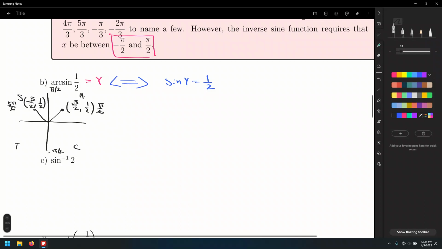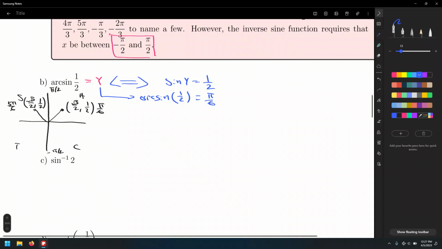So that being said, this 5 pi over 6 is out of the game. And the only angle that fits within this window is pi over 6. All right? So arcsine of 1/2 equals pi over 6.